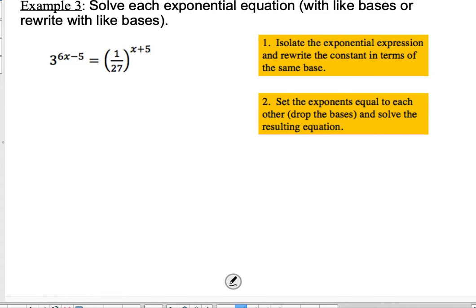Next one here, again, we want to solve each exponential equation. We want to rewrite them with like bases. So they're already isolated. Both of them have a power on both sides. The smaller number is 3. Can I write the larger number, 27, in terms of 3? Yeah, 27 can be written as 3 to the third.